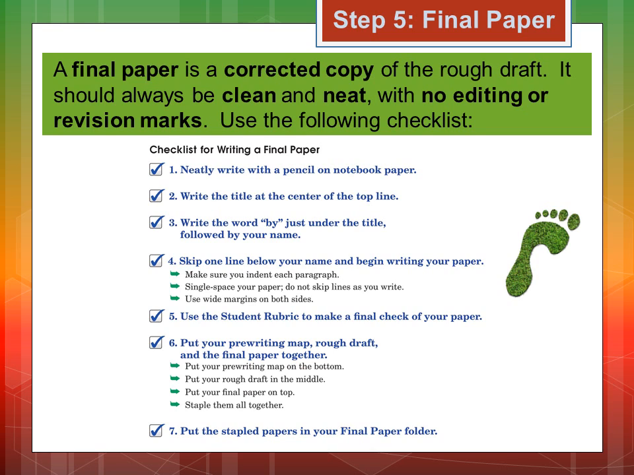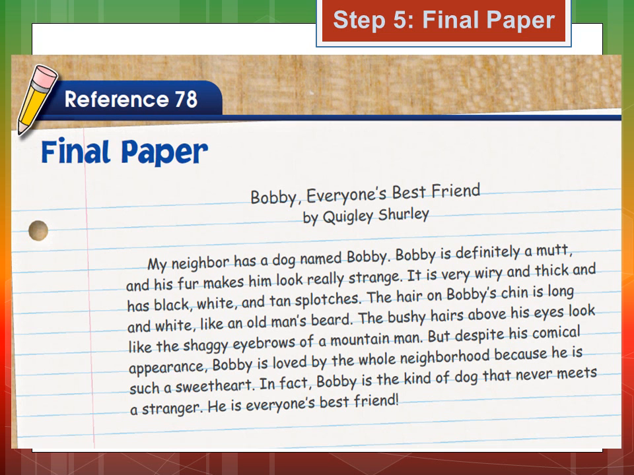Step 5 of the writing process is writing a final paper. A final paper is a corrected copy of the rough draft. It should always be clean and neat, with no editing or revision marks on it. Students will use this checklist to write a final paper. Here is an example of what the final paper might look like.